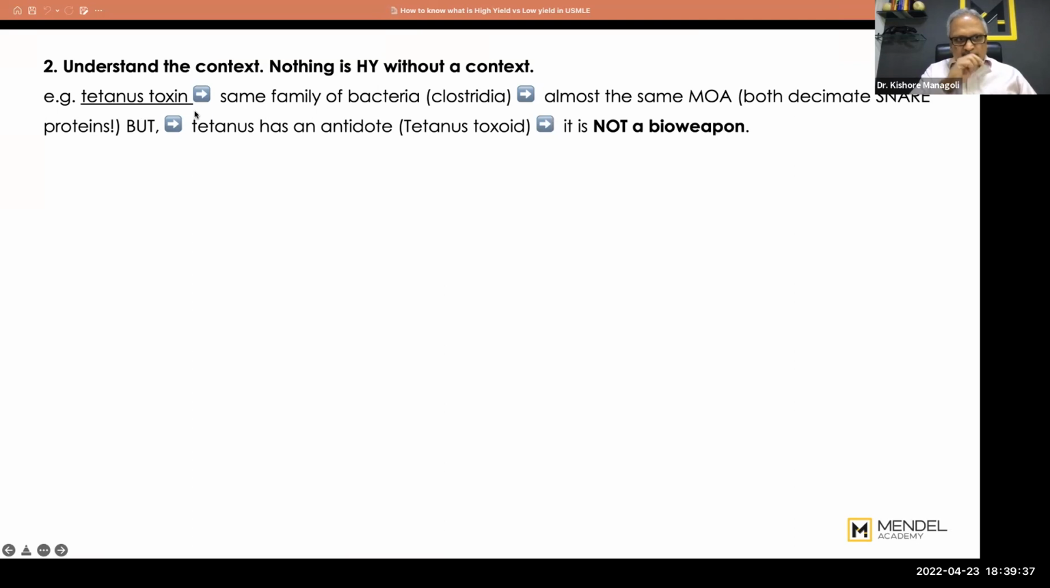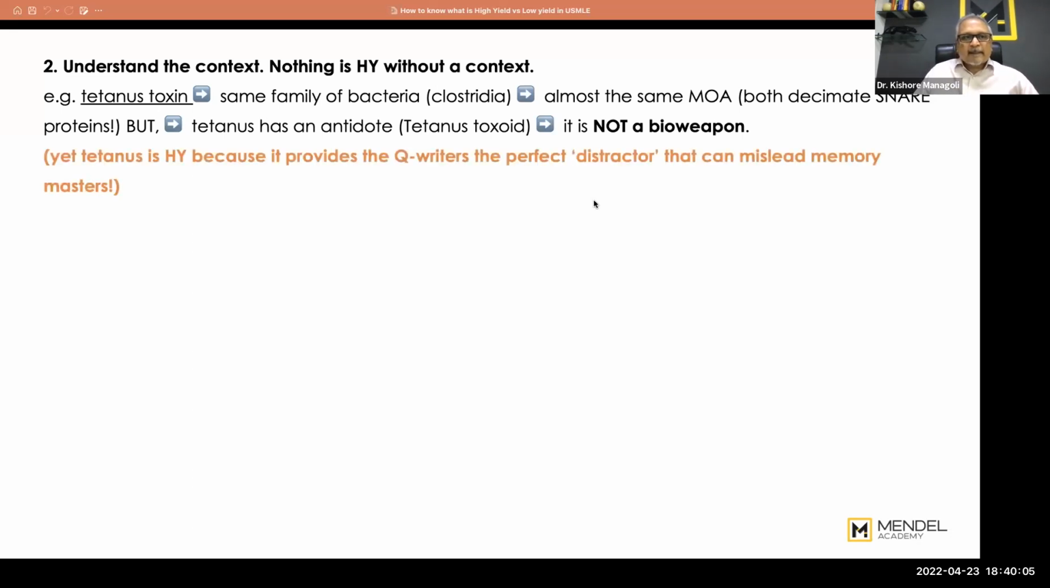Now, why is it a very close option to botulinum toxin? Because it belongs to the same family of bacteria, which is Clostridia. It has almost the same mechanism of action, which is they both decimate the SNARE proteins, but tetanus is not a bioweapon because it has an antidote. So it is relatively low yield compared to botulinum toxin, but tetanus itself is high yield because it provides the question writers the perfect distractor, the perfect wrong answer that can mislead memory masters.